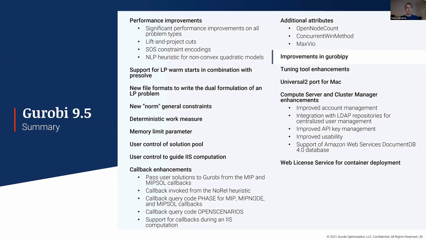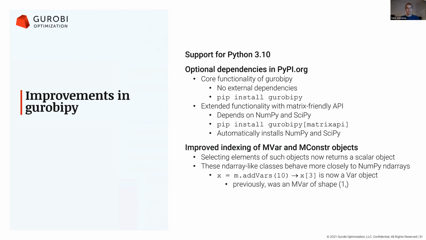Okay, I skipped the additional attributes part here and will now move on to our enhancements in Gurobi Pi. So the first important enhancement is that we are now supporting the newest version, Python 3.10. And when you install Gurobi Pi through pip, and just say pip install gurobipy, then it will only install Gurobi Pi without any external dependencies.